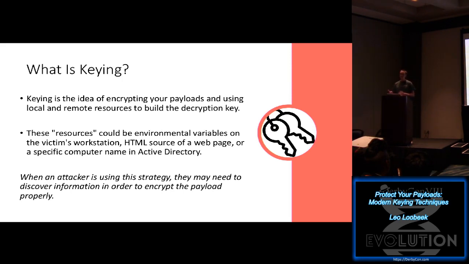So if you wanted to encrypt your payload based on, say, an environment variable on the target, you would have to know what that environment variable was, or your payload wouldn't execute.